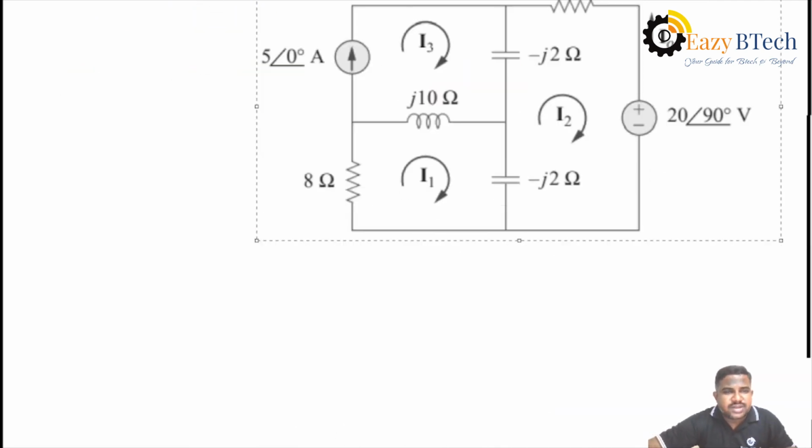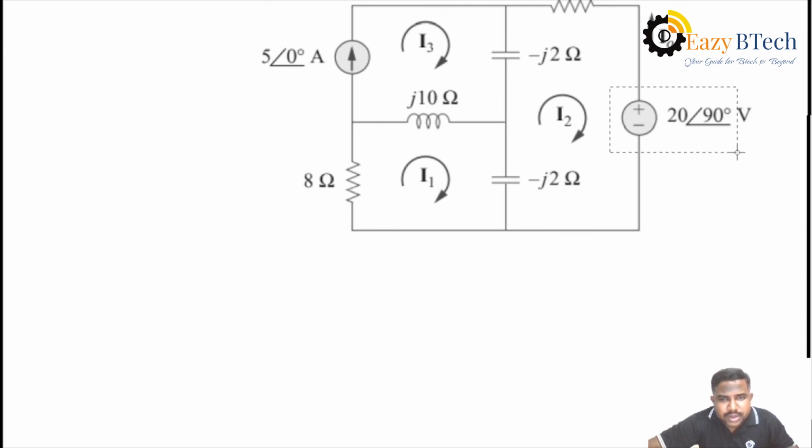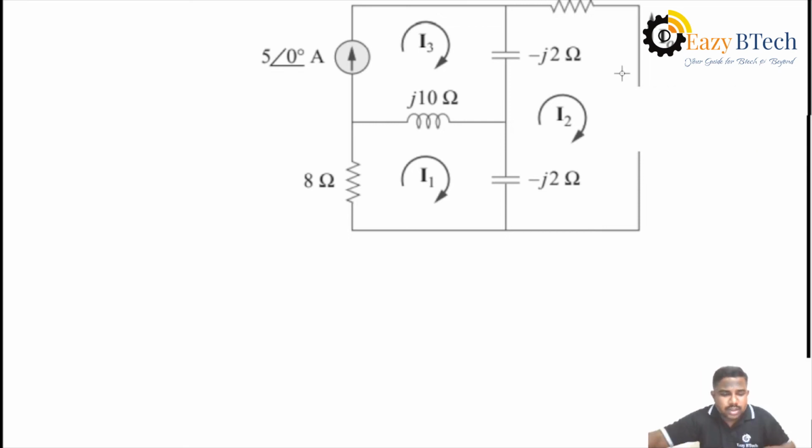Okay. This is the given circuit. Then what is the second step? You can eliminate the voltage source. How to eliminate the voltage source? That voltage source is simply deleted by considering a short circuit. Then it is taken as SC here.